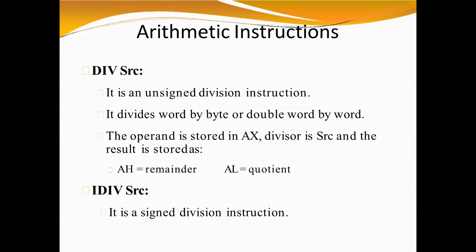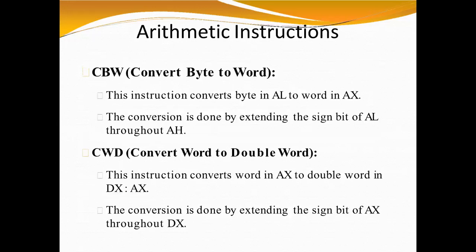DIV source is the unsigned division instruction; it divides a word by a byte, or a double word by a word. The divisor is the source, and the result is stored with AH as the remainder and AL as the quotient. IDIV source is the signed division instruction.